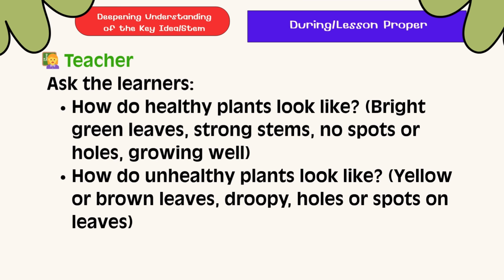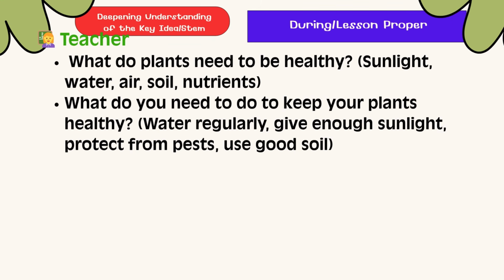Ask the following. How do healthy plants look? Correct, they have bright green leaves, strong stems, no spots or holes, and are growing well. How do unhealthy plants look? Yellow or brown leaves, droopy, holes or spots on leaves. What do plants need to be healthy? They need sunlight, water, air, soil, and nutrients.